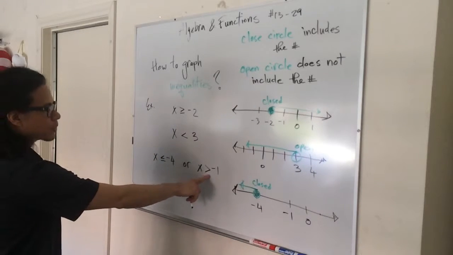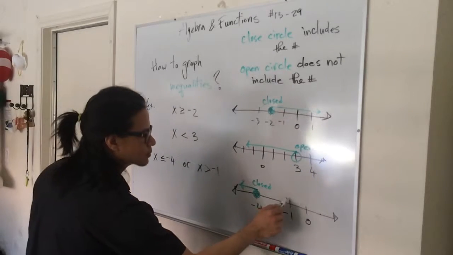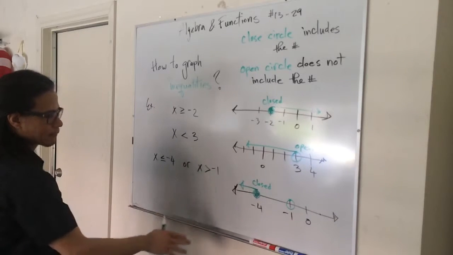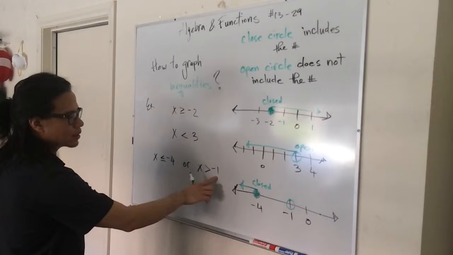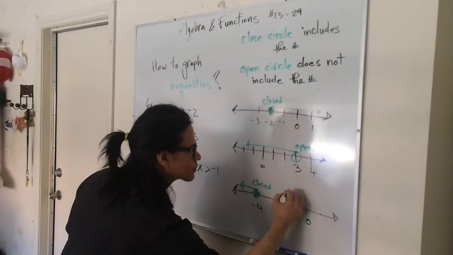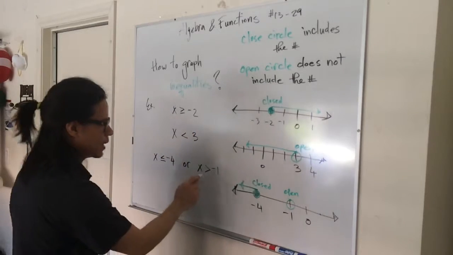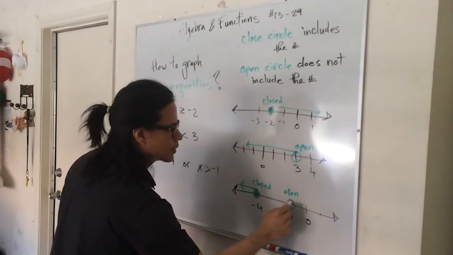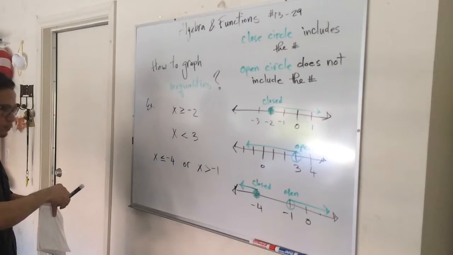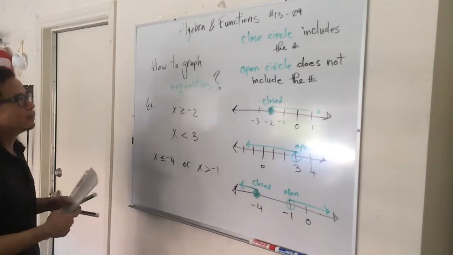Now, x is greater than -1. Let's start off with a circle. Since it does not include -1, we're going to leave this as open. And greater takes us to the right side. Okay, so let this sink in.